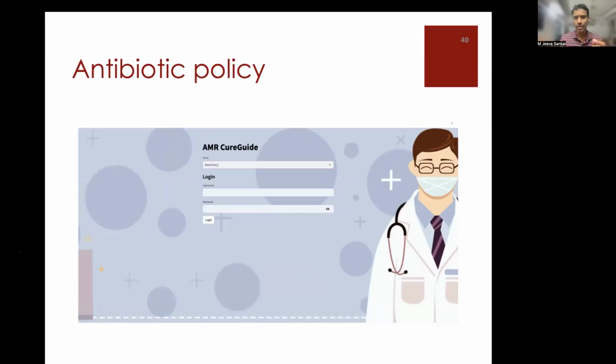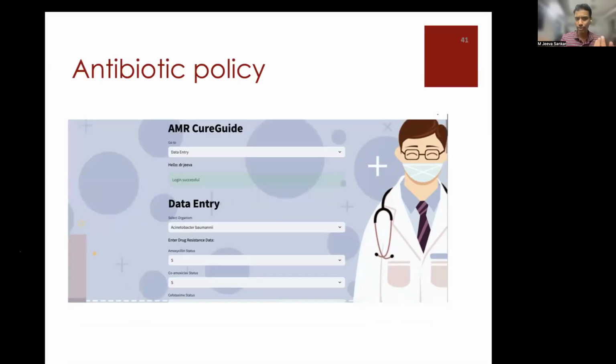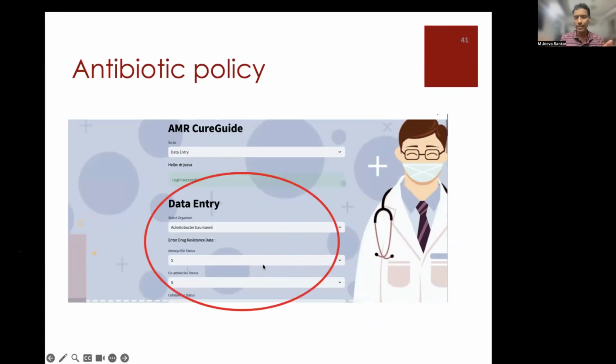It's a web-based tool, so it will look like this. You have a username and password, and once you log in, you can enter the data. We have a drop-down menu for all the organisms, so you can select the organism. Here we have selected Acinetobacter baumannii. And then you have all the drugs listed, amoxicillin, co-amoxiclav, and so on. We just select yes, intermediate or not tested. So you select one of these.